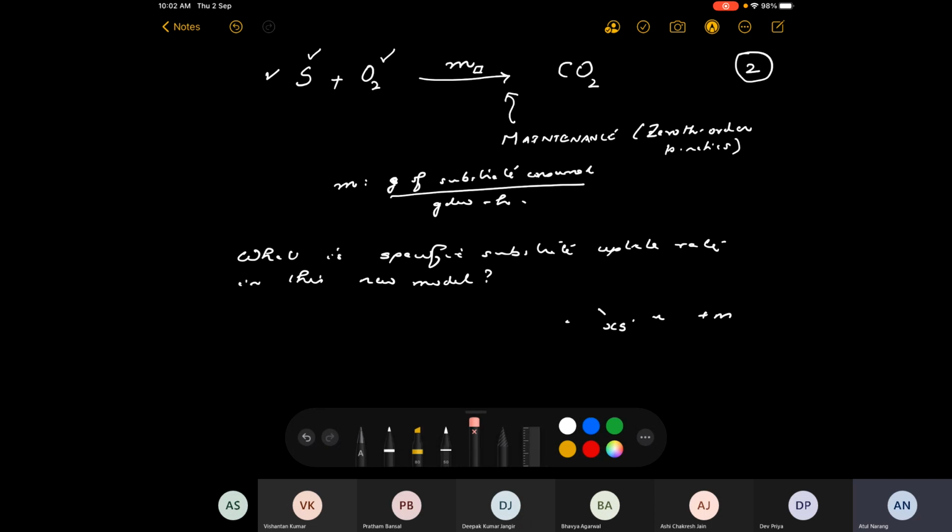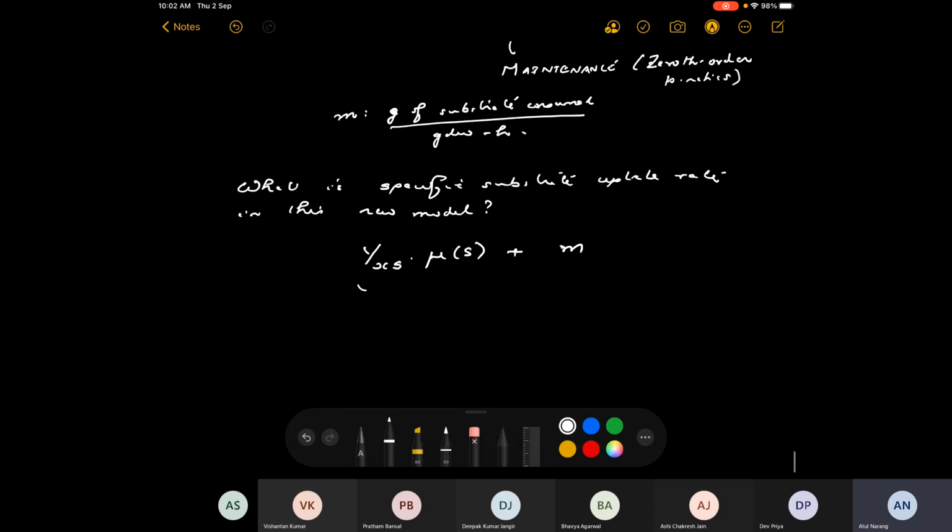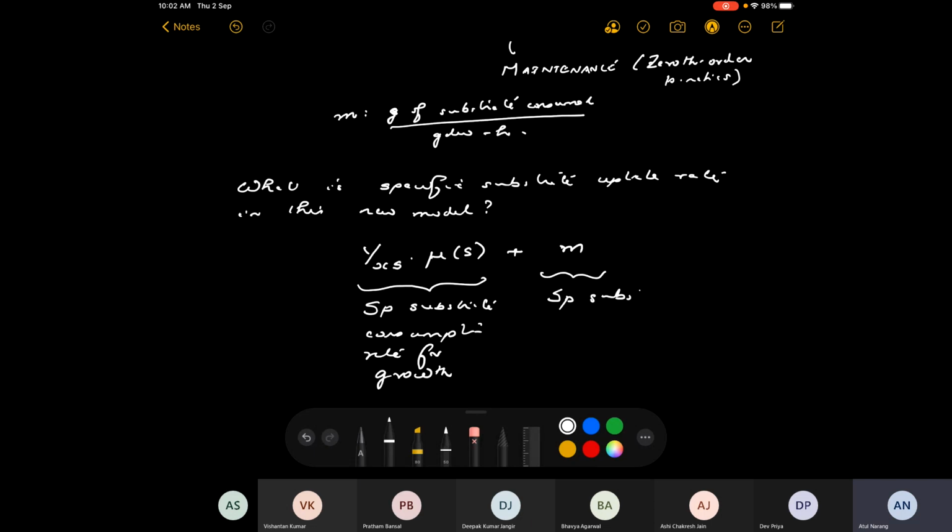So maybe I should just write it. This is Y_XS times mu of S plus M. And the physical meaning is this is the specific substrate consumption rate for growth, and this is the specific substrate consumption rate for maintenance.